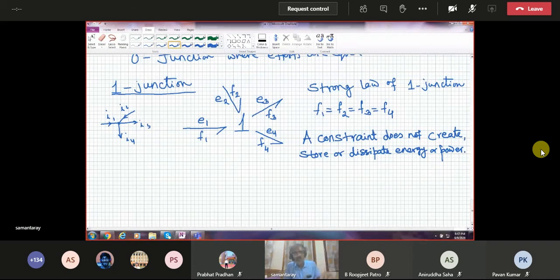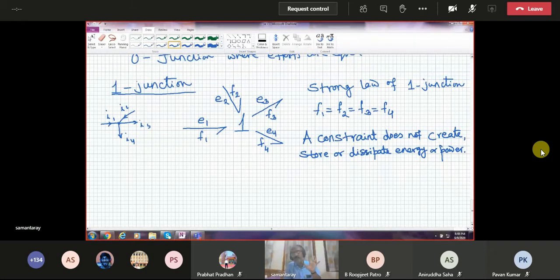The mass-like elements, inertia-like elements, they can store kinetic energy. The compliance-like elements, they can store potential energy. But a constraint is none of these. A constraint will neither create power, nor store it, nor dissipate it. That means, if there is a constraint, it must also satisfy the condition of energy balance.